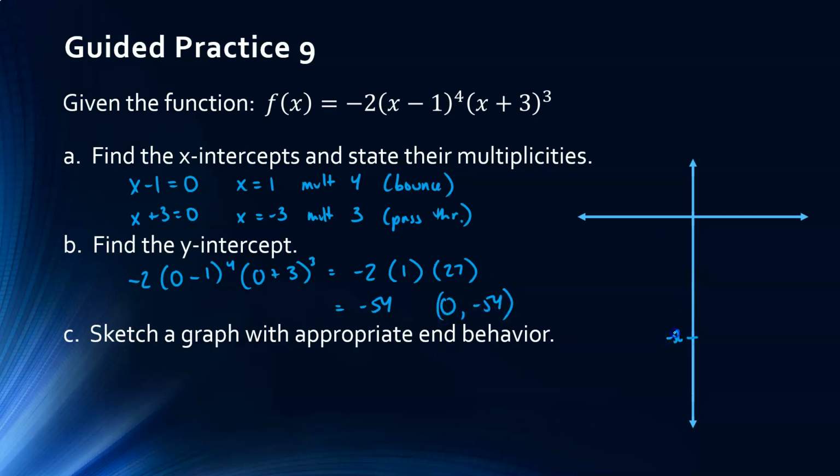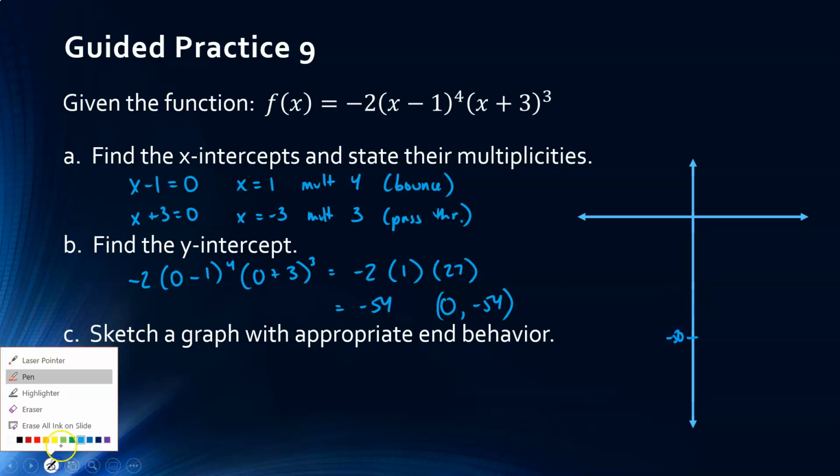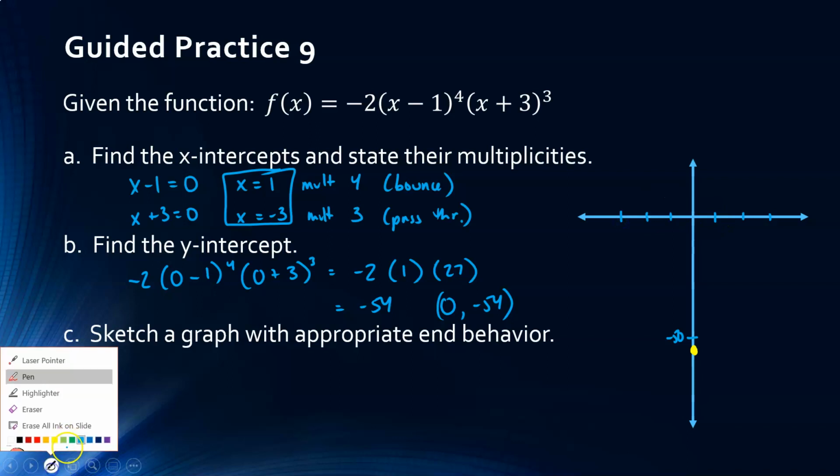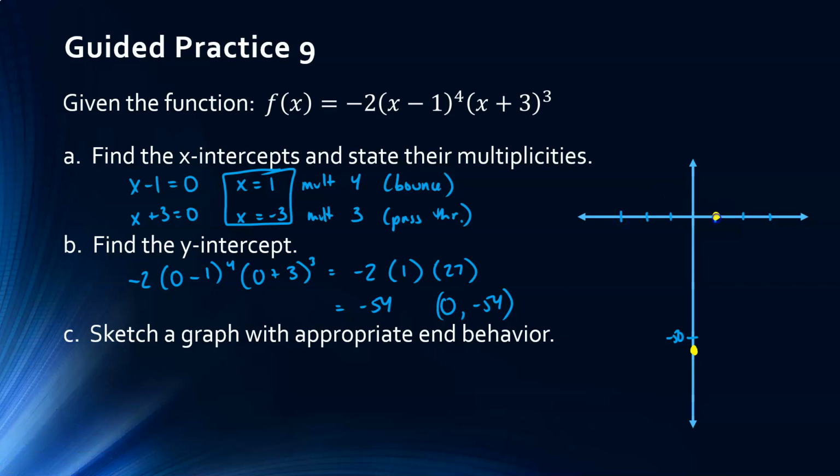So if this is negative 50, we'll have negative 54 maybe right about there. Let's put our other x-intercepts in there. So again, we have x-intercepts at 1 and -3. So we'd have an x-intercept at 1 and an x-intercept at -3.